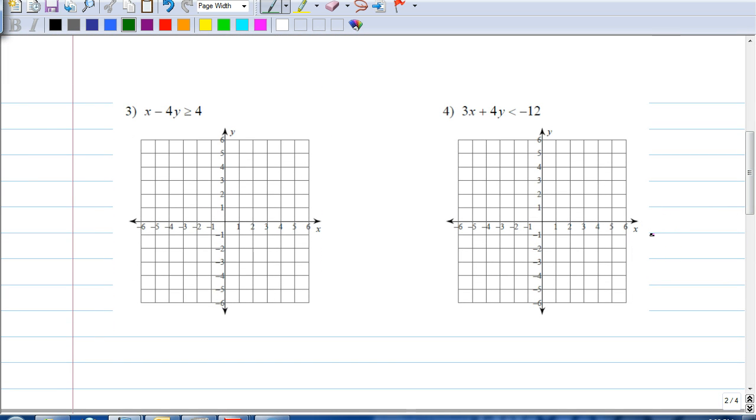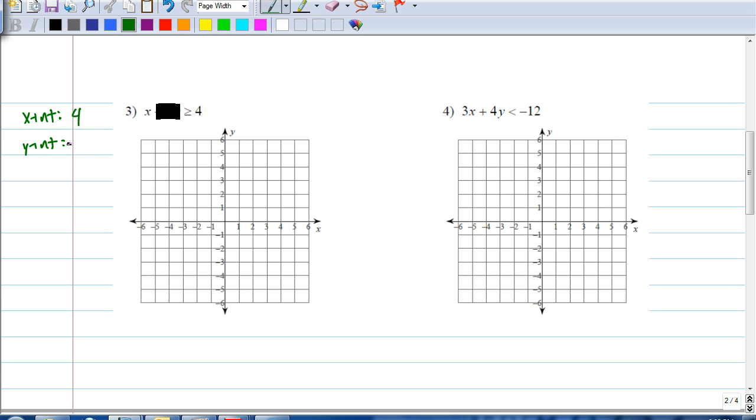Number 3 here, my x-intercept would be when I cover up the y. So now that's just x is greater than or equal to 4. Again, by the way, when we're looking for the x and y intercepts, we don't care about the fact that it's greater than or greater than or equal to. We're just trying to find where this line would hit the x-axis. So we would look at the fact that the x-intercept here would be 4.